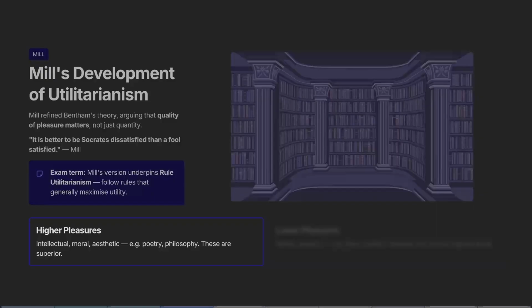Intellectual pleasures, such as reading, learning, appreciating art, engaging in philosophical thought, these are higher pleasures, they're superior. Far more than the lower pleasures, the basic physical pleasures like eating, drinking, or simple entertainment. These are lower pleasures. Mill famously wrote that it is better to be Socrates dissatisfied than a fool satisfied. In other words, a thoughtful and reflective life may involve dissatisfaction, but it is still more valuable than a life focused only on simple pleasures.